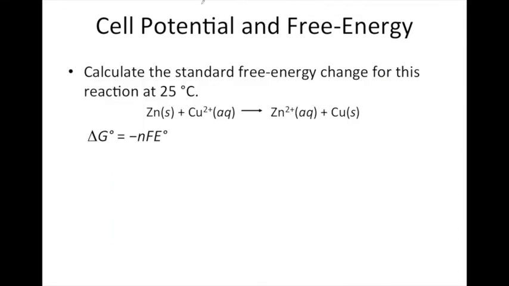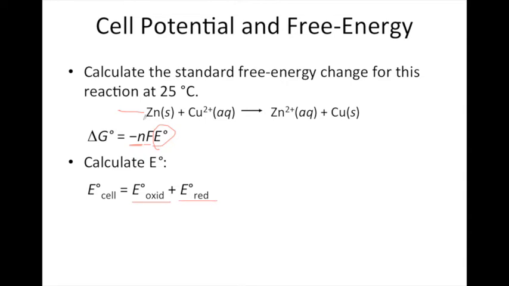Okay, so to calculate the standard free energy change, we need to figure out the number of moles of electrons. We know Faraday's constant. And we need to figure out the standard cell potential for this redox reaction. To calculate the standard cell potential, we need our standard oxidation potential plus the standard reduction potential. Looking at this, I can see that zinc is losing electrons, so this zinc is undergoing oxidation. So I need the standard oxidation potential for zinc.